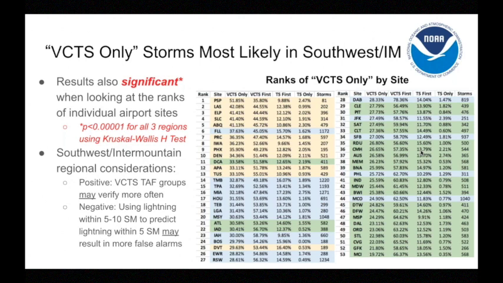And from these findings, there are a couple of notes that we can make about possible implications for the Southwest and Intermountain areas. A positive implication could be that the VCTS TAF groups might verify more often because we have more VCTS only storms in that region. But using lightning within 5 to 10 to predict lightning within 5 might result in more false alarms, again, because there's a greater chance of the storm being VCTS only and staying in that 5 to 10 ring around the actual site.